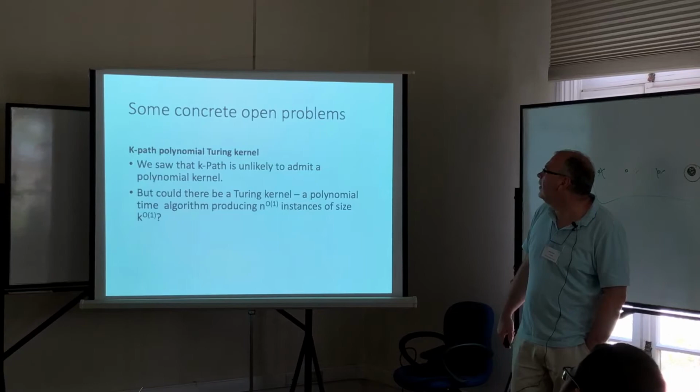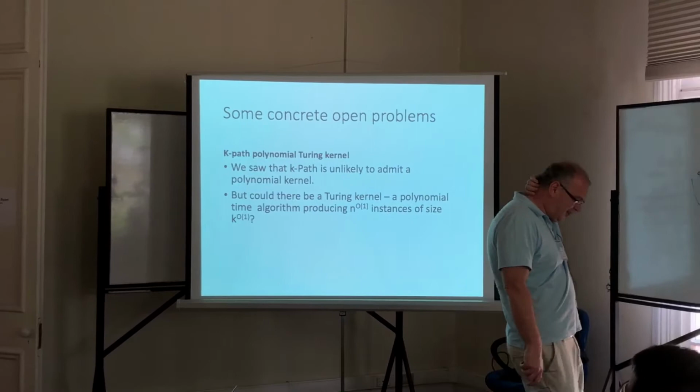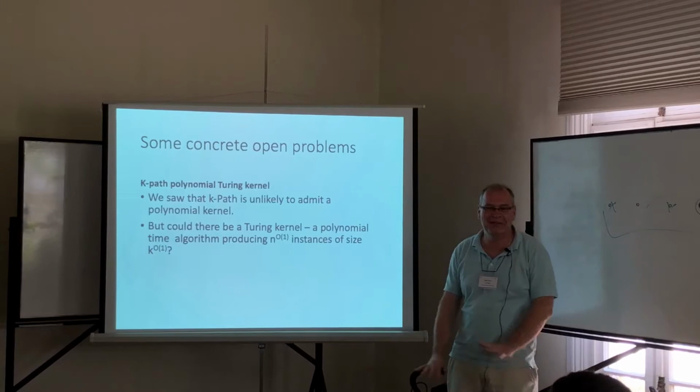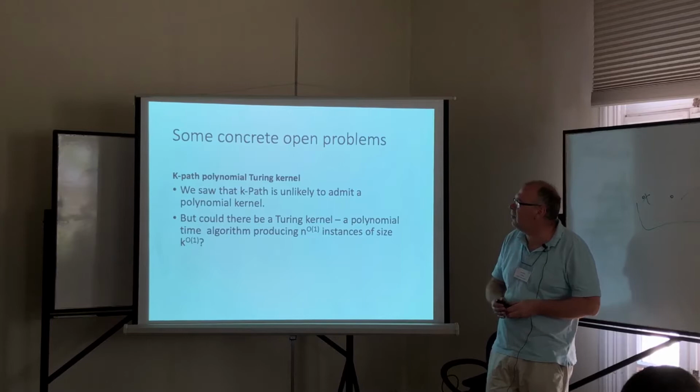OK, so I want to conclude with something for you to take home, a message. The best thing to take home are some problems to think of. If you solve them, you will be great. This is a very biased selection of problems, just the problems which I like. So the first thing is called k-path polynomial Turing kernel.